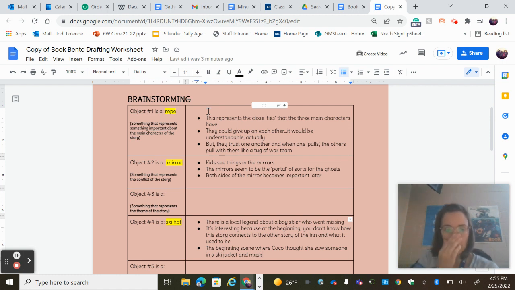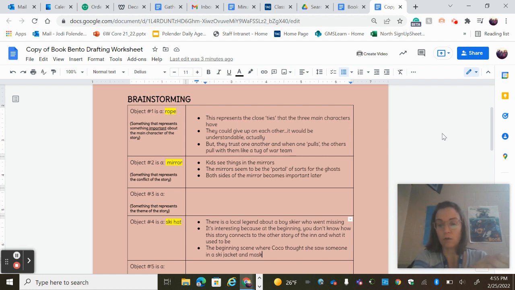So the first one I had is just a rope, like a tug of war rope kind of thing. Our dog has a rope toy, so I'll probably grab that. I said, so this is about characters, okay? There's 3 main characters in these stories. I think it's Livy. No, it's something Ollie. Ollie, Coco, and Brian. Okay, so I said the rope represents the close ties that the 3 main characters have. They could give up on each other. It would be actually understandable, but they sort of remain tied together throughout this really scary situation. And they also trust one another.